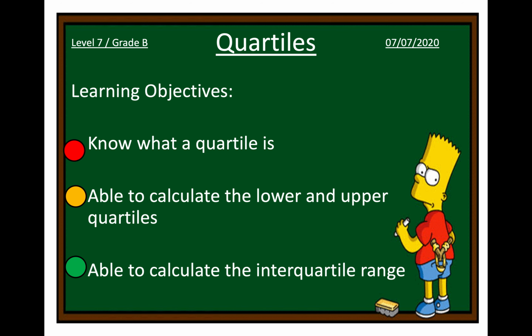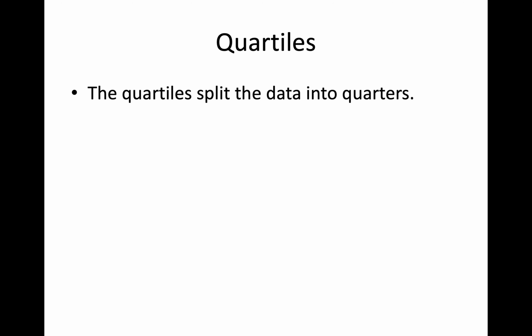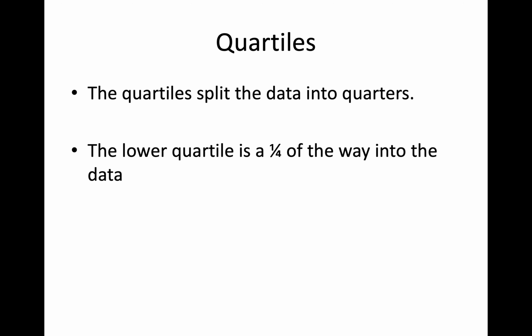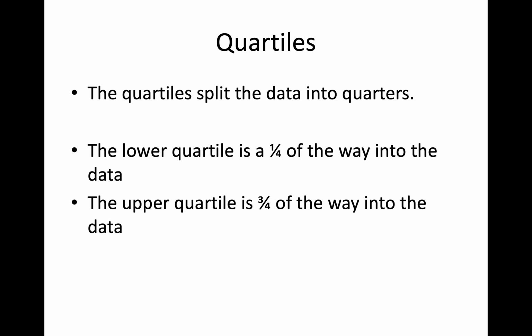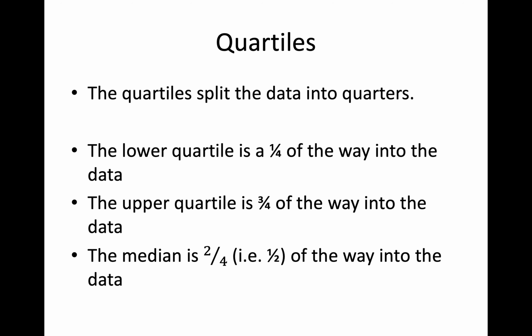So I said this is what we're going to do today. We're going to look at what a quartile is, look at the lower and the upper, calculate the interquartile range, and also get to do box plots hopefully. So, quartiles split the data into 4 parts, into quarters. We call the lower quartile the first quarter of data, so it's the first quarter of the way along the data. The upper quartile is 3/4 of the way along the data. And the median, also known as the second quartile, is halfway along the data.